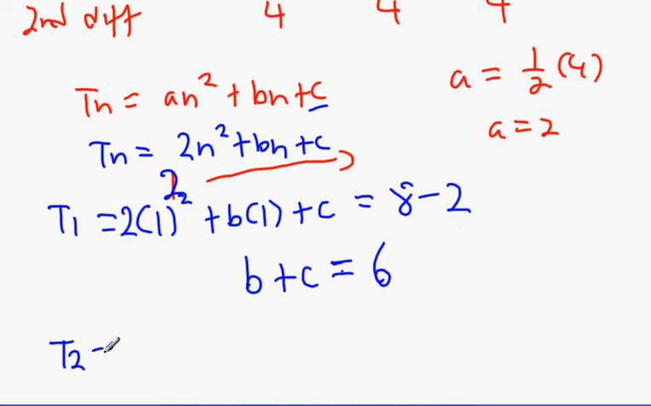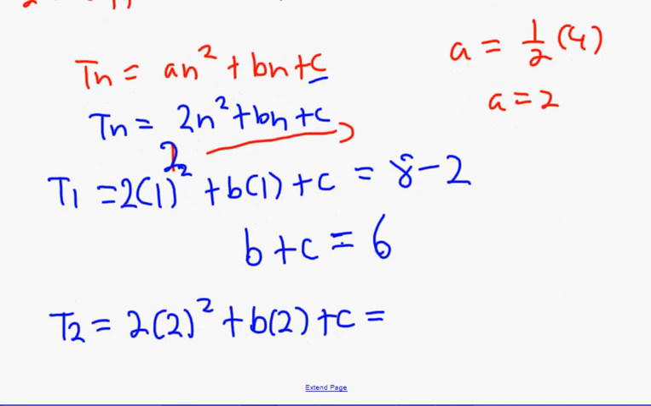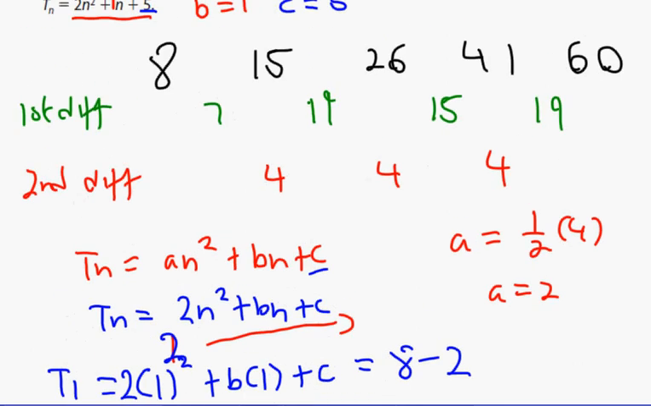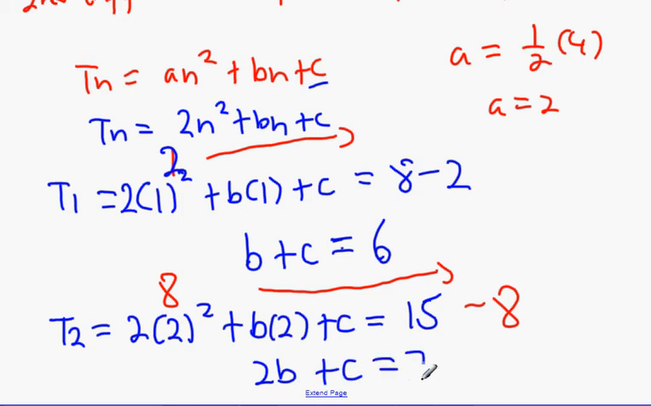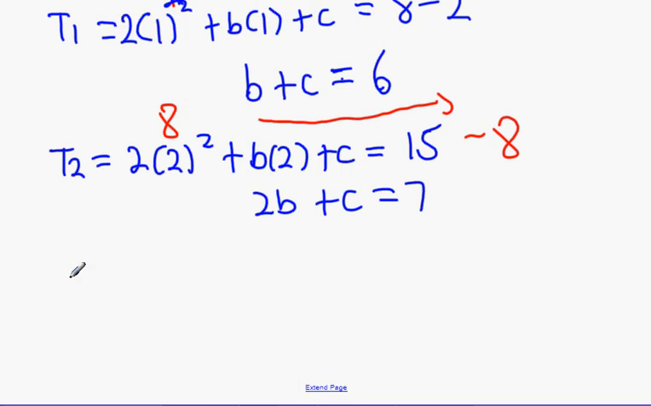Next one, T2. 2 times 2 squared, so replace all n's with 2, plus b times 2, plus c equals, what's the second term of the sequence, guys? 15. So what does this become here? 2 times 2 squared is 8. Bringing the 8 over the other side, it becomes a minus 8. Now what we're going to get is 2b plus c equals 7. Do we have our simultaneous equation made?